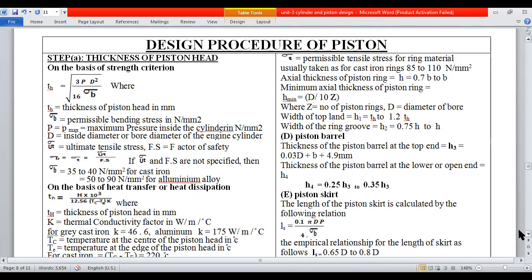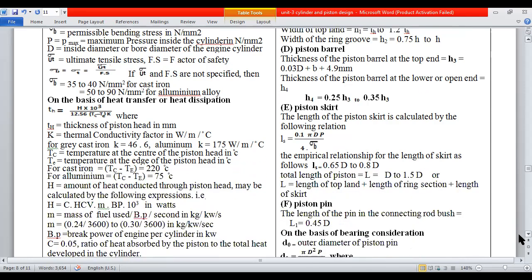Okay, in third step, you have to design the number of piston rings required as well as the number of oil rings required for piston. In fourth step, you have to design the piston barrel. You have to find the thickness of the piston barrel. Okay. In fifth step, you have to design a piston skirt. So in fifth step, you have to find the length of the piston skirt.